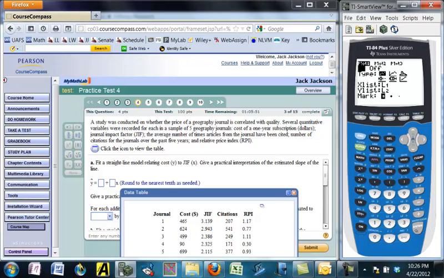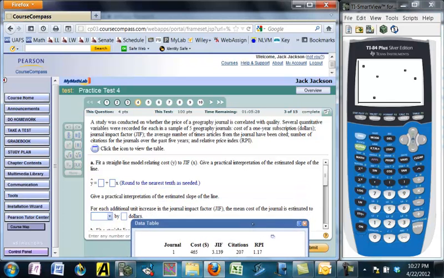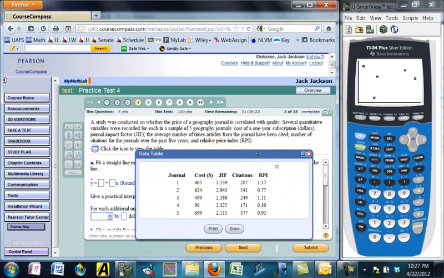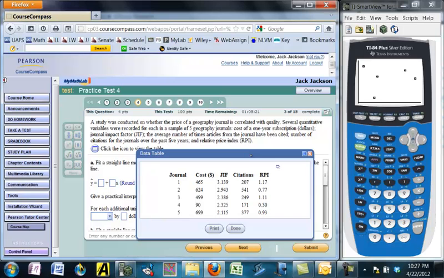Oh. Turn it on. Maybe it wasn't turned on. Okay, now do Zoom Stat. There we go. There's our data. Doesn't look like a very good fit, they don't look very correlated, but we can go ahead and work this out.